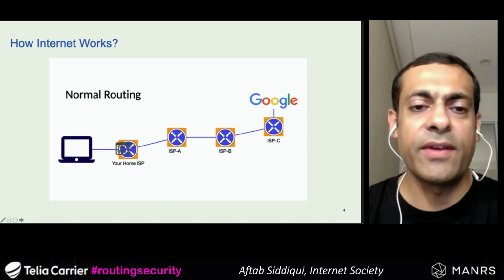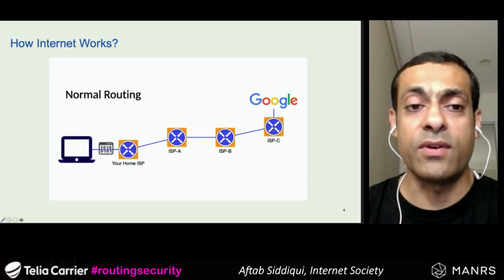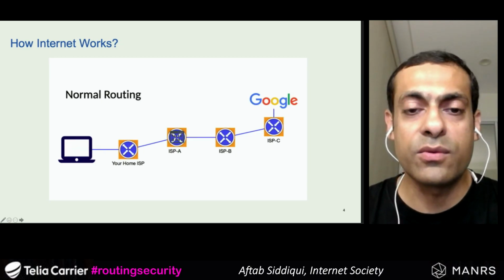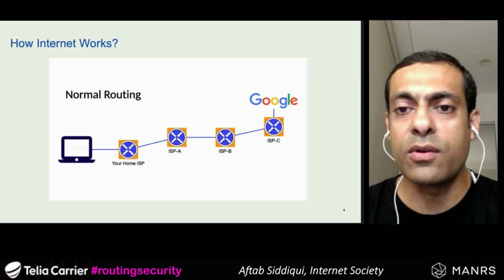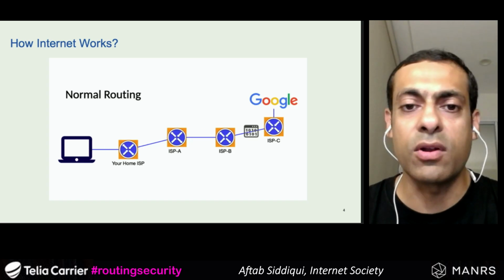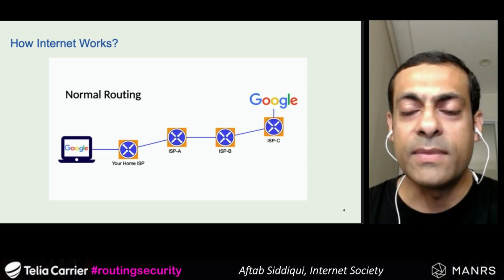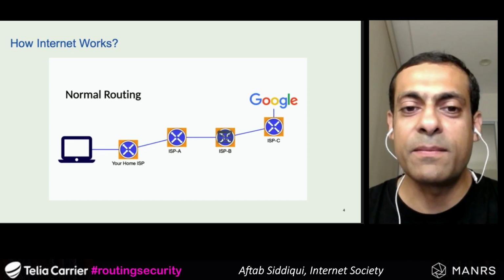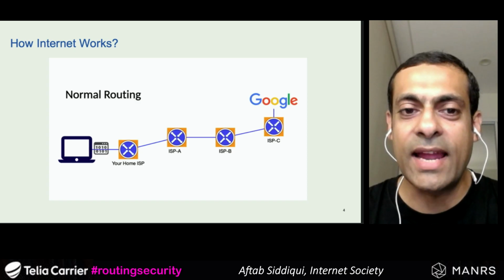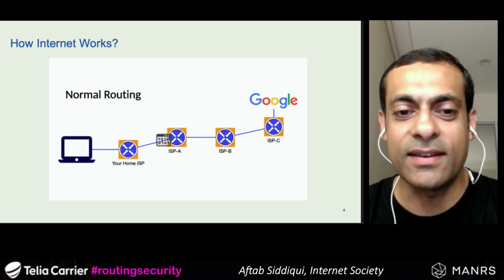This is a very basic diagram of how the internet works, how normal routing works. You access something on your laptop, you write google.com, and then it magically appears on your laptop or PC screen. There is a madness behind that magic, and that madness we will be discussing later today.